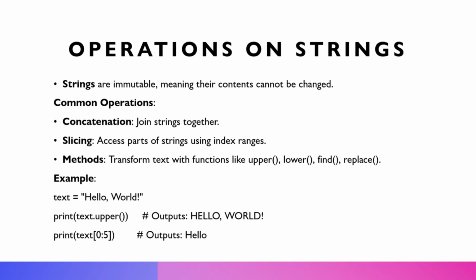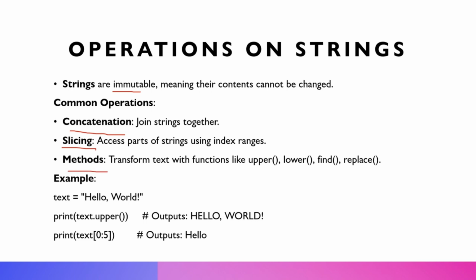A string in Python is an immutable sequence of characters. Here, immutable means once they are created, we cannot change them, but we can create new strings with modifications. Strings let us work with text for storing and modifying messages. Moving to operations on strings, concatenation, slicing, and methods are the most commonly used operations.